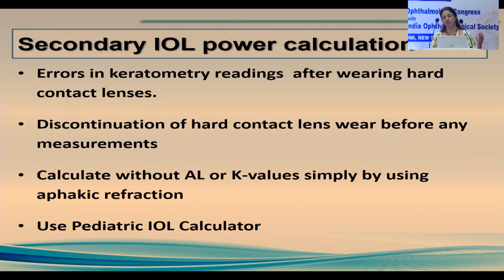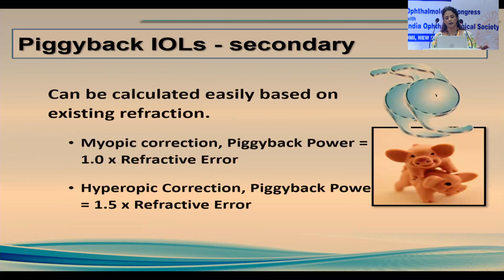Especially in these cases, if the child has been on soft contact lenses or hard contact lenses for a long time because of his aphakia, then it is important to remove the contact lenses for a longer duration, at least 2 weeks before you take the keratometry readings. And you can use these axial and the K values just by using the aphakic refraction also. So there are formulas for that. So I'm just skipping this also.